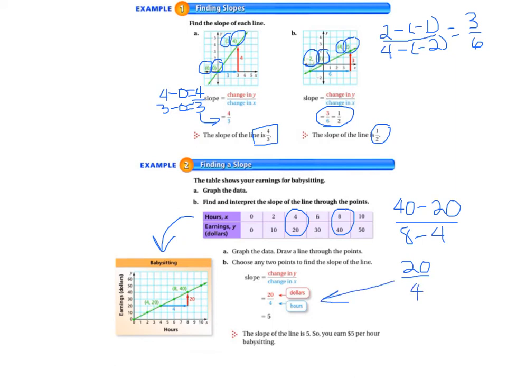So as you can see, it's been labeled for us. The 20 is dollars and the 4 is hours. So that means it's dollars per hour. So when you simplify, it comes out to a slope of 5, and the slope of the line is 5. So when we interpret that, it means that we're earning $5 per hour for babysitting.